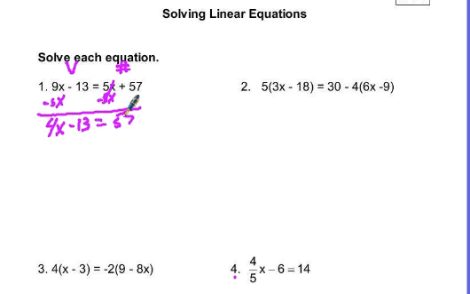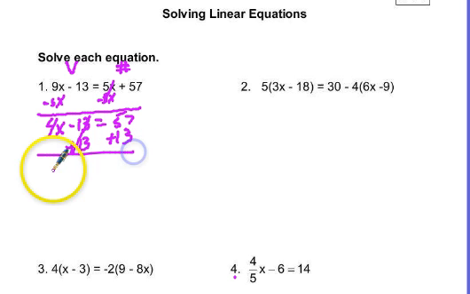Okay. Then next, I've got all of my variables over here, so now I need to work on moving my numbers to the other side. Again, to move across, I got to zero it out. So to do that, I do the opposite. That way all that zeroes out. What I do to one side, I must do to the other. So I get 4x equals 70. And then I'm going to go back and divide.